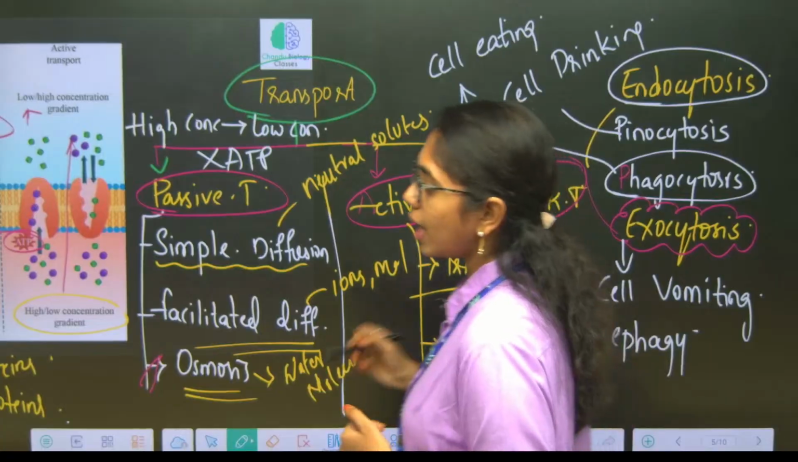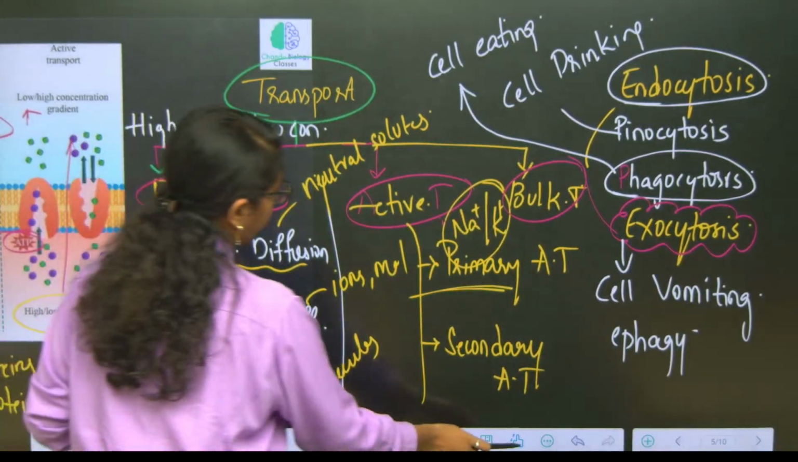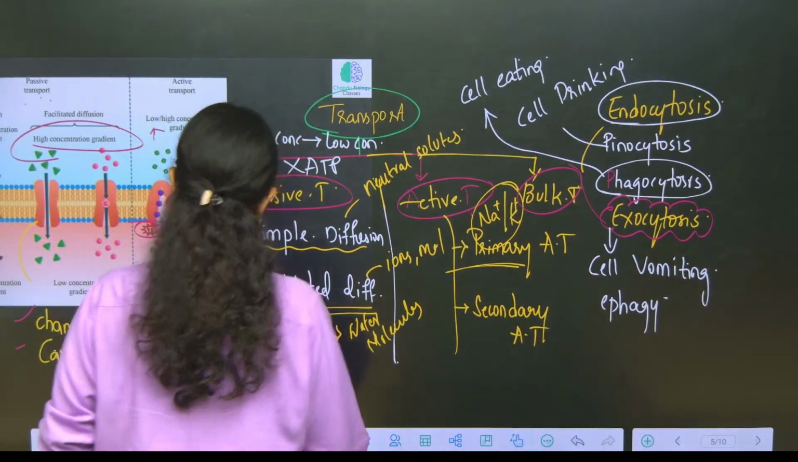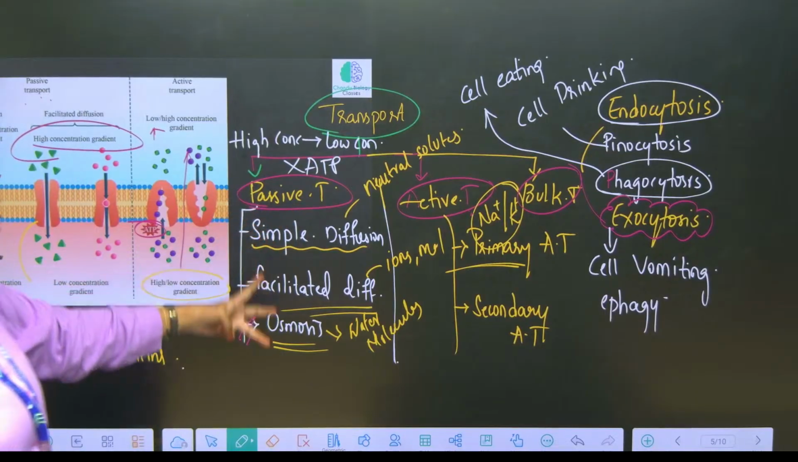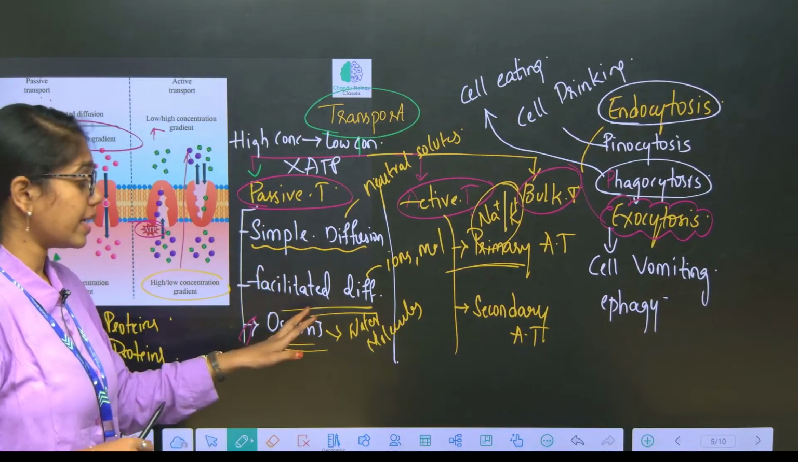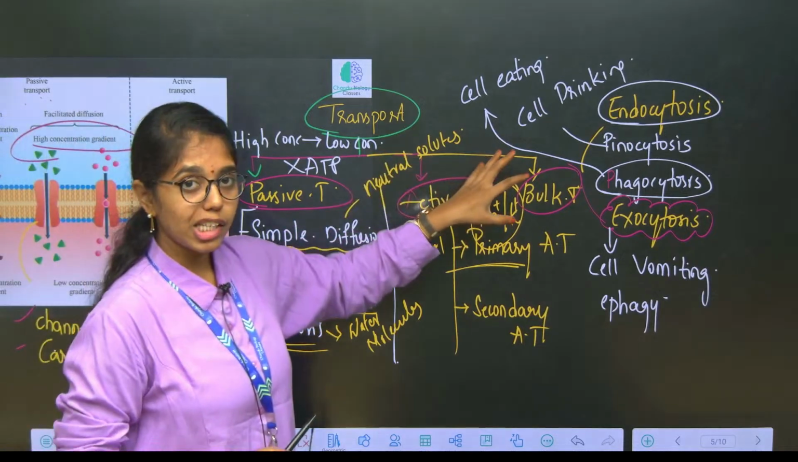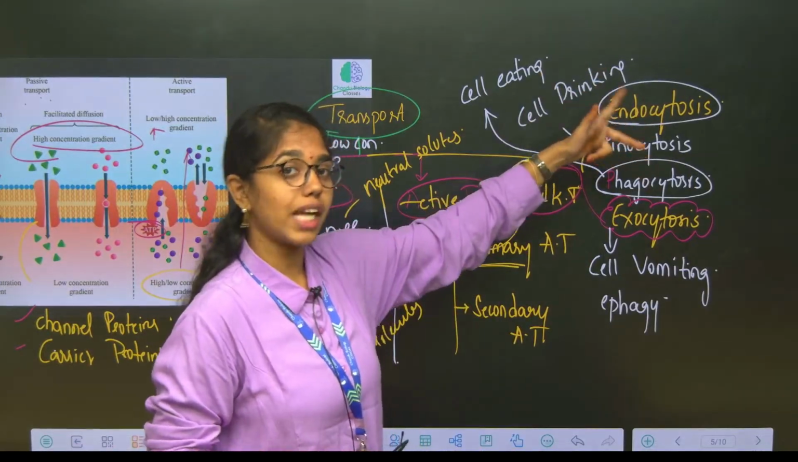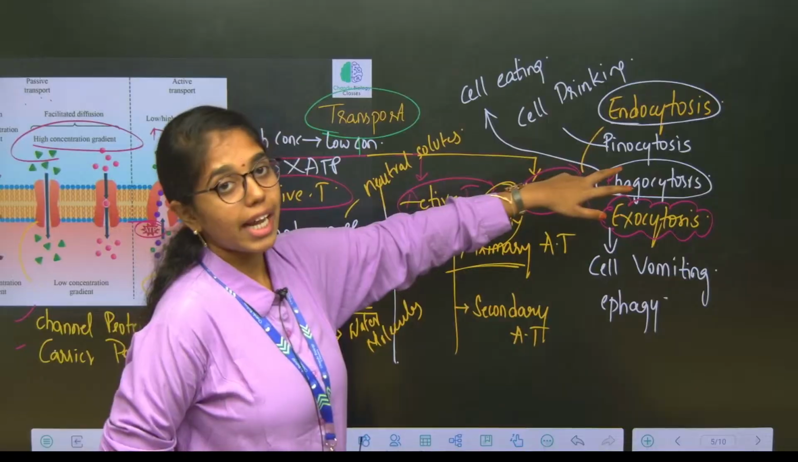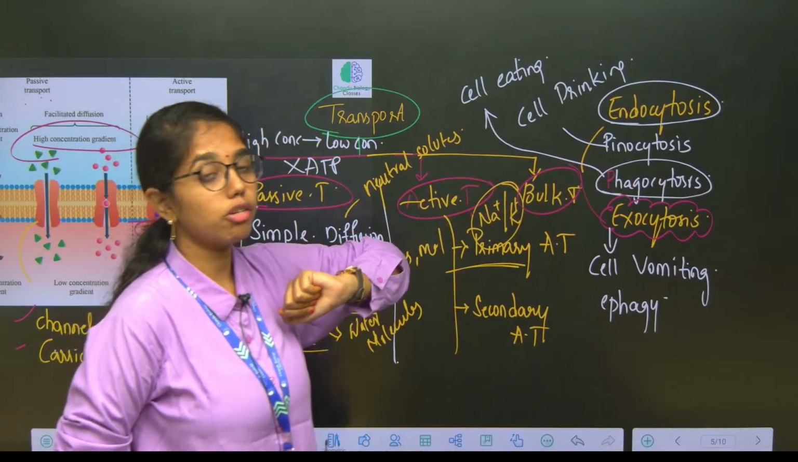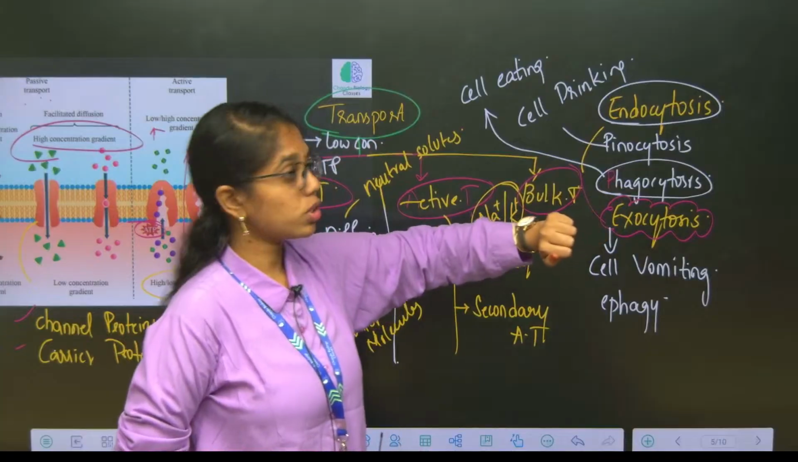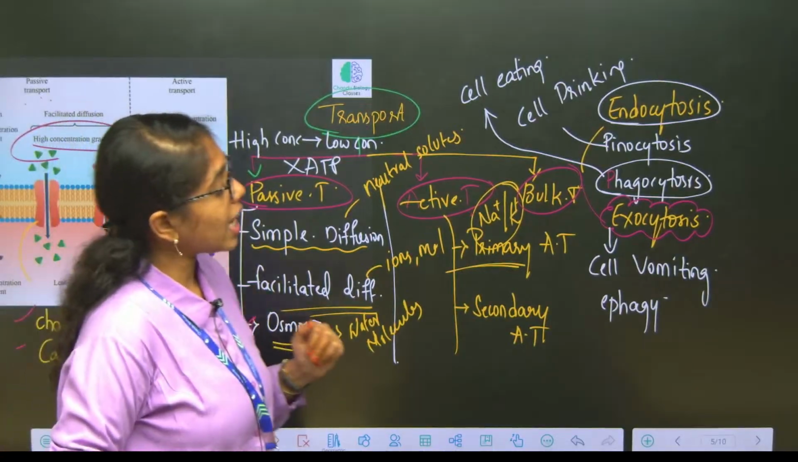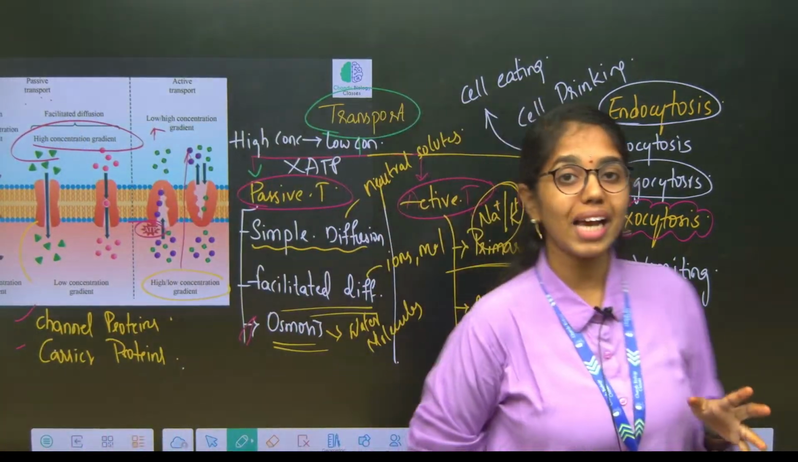This is all about the modes of transport observed across the plasma membrane. First is passive transport, with three modes: simple diffusion, facilitated diffusion and osmosis. Then active transport, primary and secondary. Bulk transport has two modes, endocytosis and exocytosis. Endocytosis is of two types, pinocytosis and phagocytosis. Pinocytosis is cell drinking, phagocytosis is cell eating. Exocytosis is cell vomiting.